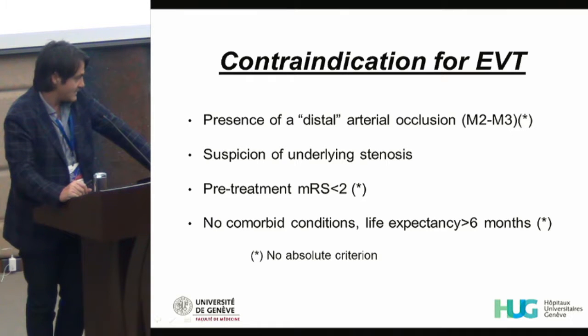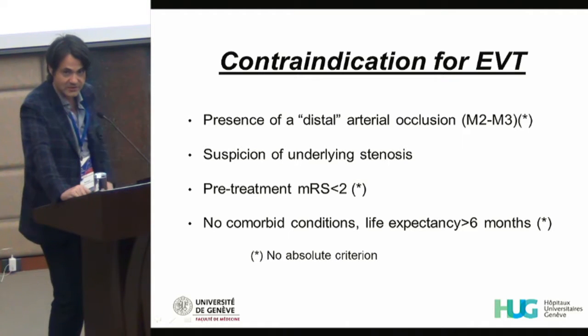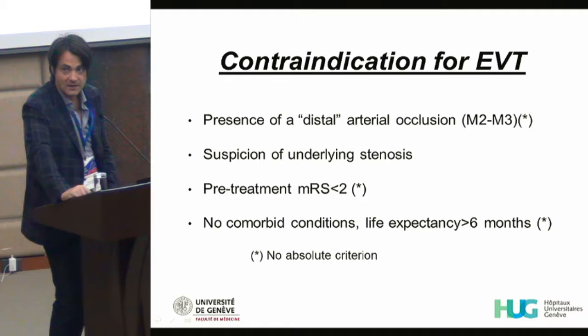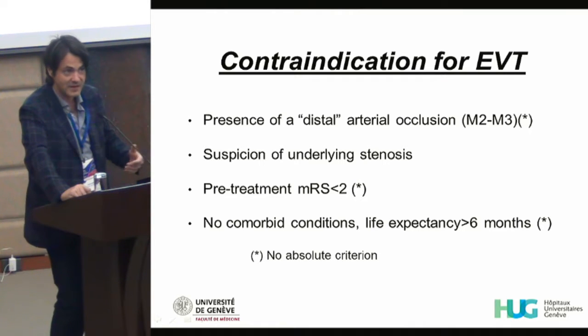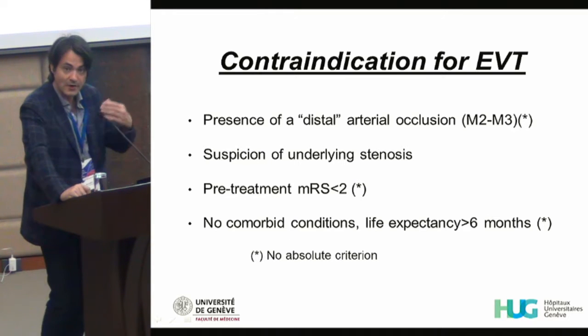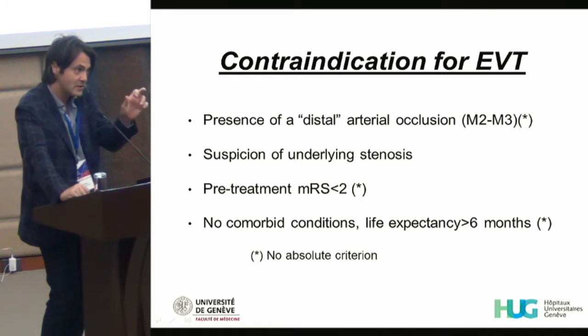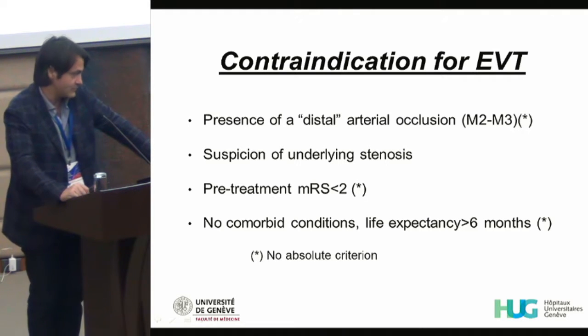Then we have a big discussion with our neurologists every day about a patient with a Rankin score of less than or equal to 2, meaning a patient who is not dependent. The question is whether we treat that patient or not, because we very often don't know, and we have a very short time to make a decision.